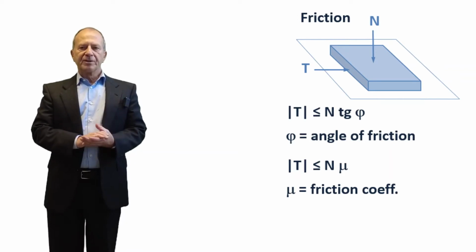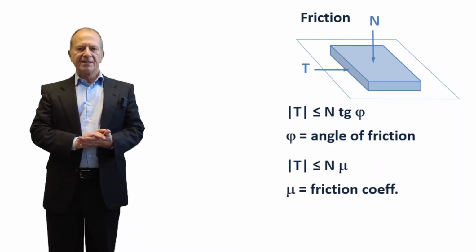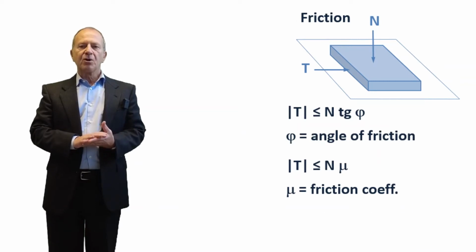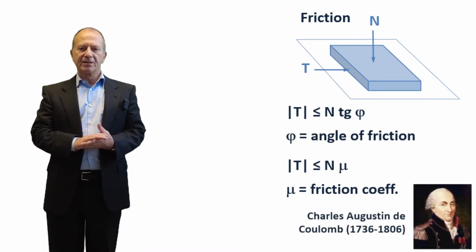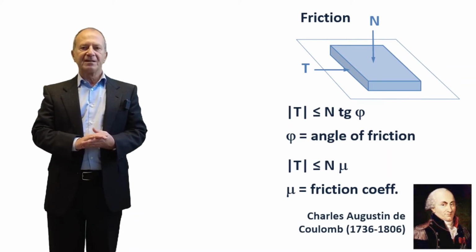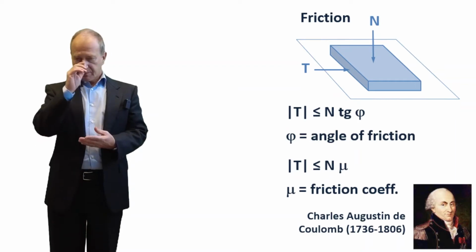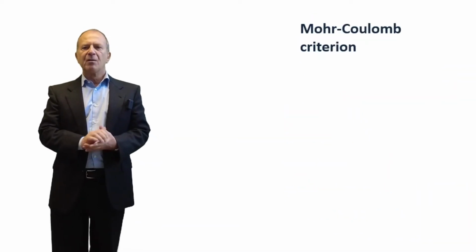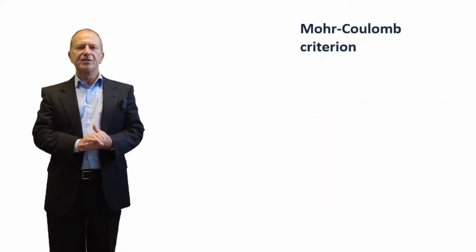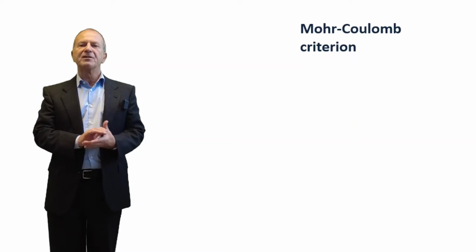Note that according to this criterion, if the block is not compressed, any infinitesimal horizontal force will cause sliding of the block. This is the so-called Coulomb criterion for the stability of the block. Coulomb was a French scientist who lived at the end of the 18th century and was an engineer in the Royal French Army. In the 19th century, Mohr reformulated Coulomb's criterion in terms of normal stress sigma and shear stress tau acting on an infinitesimal surface passing through a given point in a three-dimensional body.